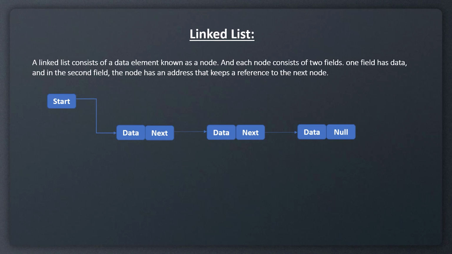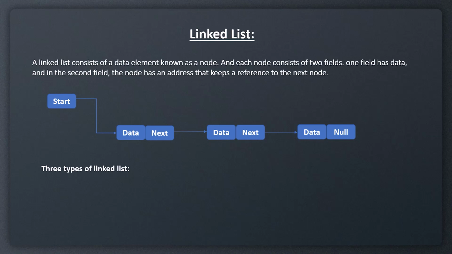A linked list allows efficient insertion and deletion of elements at any position but does not support random access. To access an element, you must traverse the list from the head node, which is also called the first node in the list. The last node points to null, indicating the end of the list.